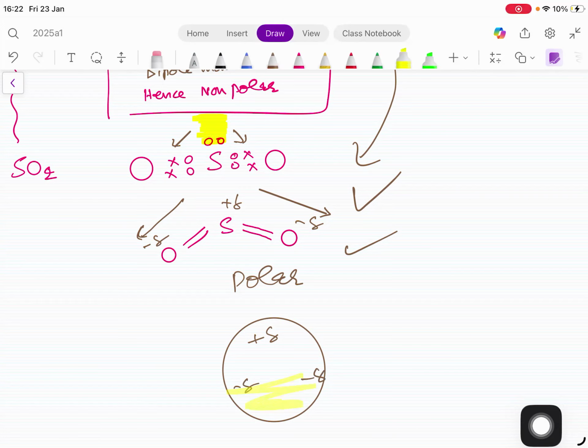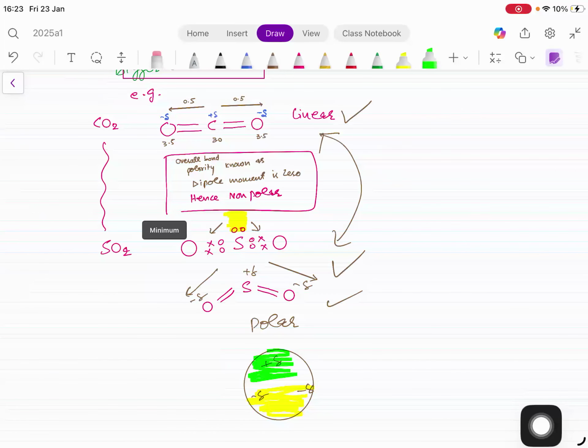So overall, the downside is partial negative and the top side is partial positive. Still two poles, not more than two poles. I hope you understand that if you do not know the shape, you won't be able to figure it out. If the shape is linear, they cancel out each other's effect, and the vector sum will be zero.